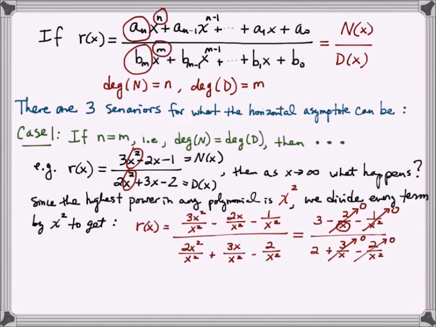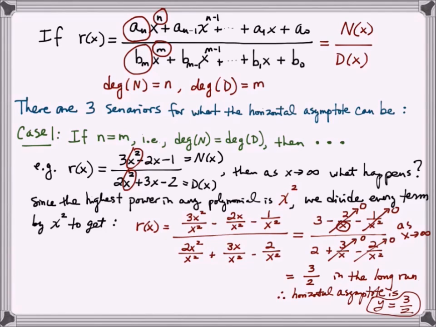So what's really left over is this 3 and the 2 in the numerator and denominator. What happens is in the long run, we get 3 over 2. Which means that the horizontal asymptote is y equals 3/2.